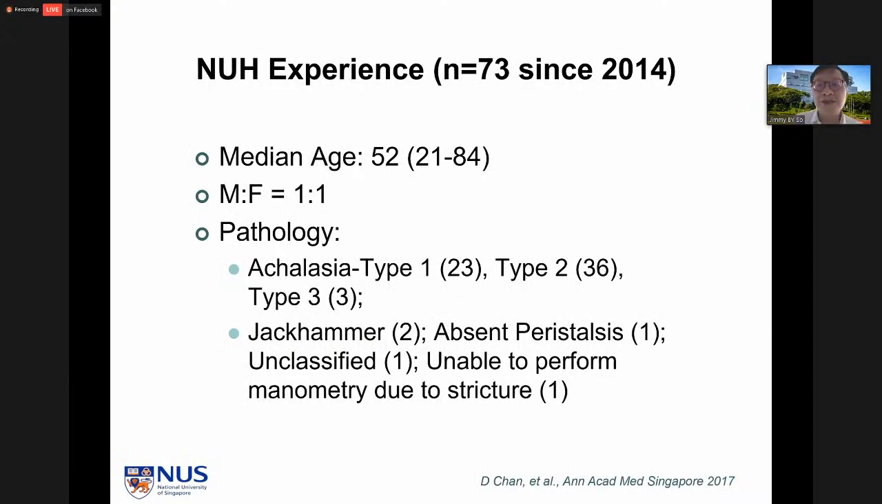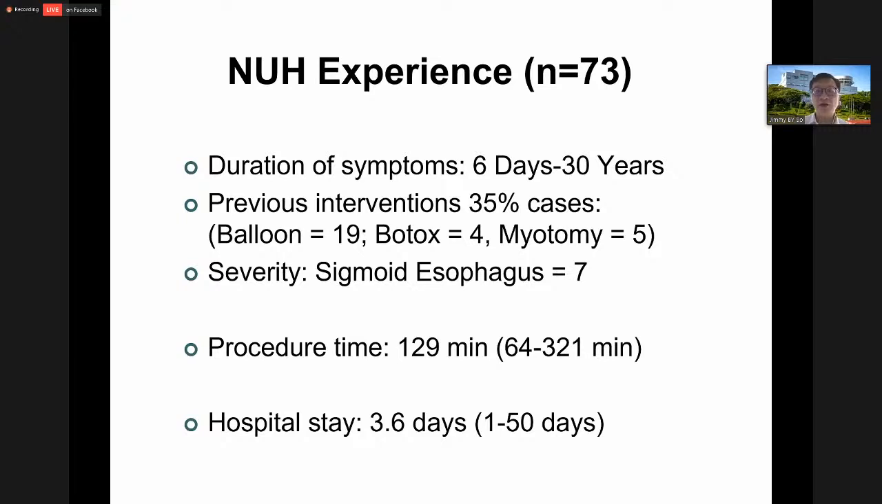This is our experience since 2014. We have performed about 73 cases of POEM so far. And for the pathology, you can see there are a variety, mainly achalasia, mainly type 2, and some of them are type 3. And we also apply it for other, less common esophageal motility disorders. Duration of symptoms varies from a week to 30 years. And one third of the patients have had previous treatment, such as balloon or Botox or even surgical myotomy.